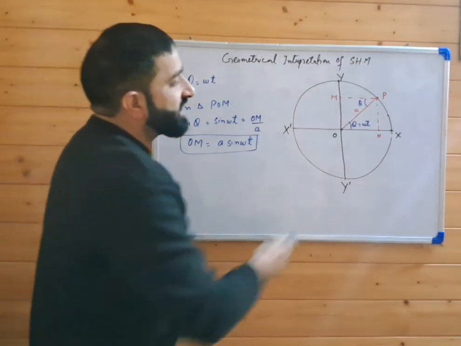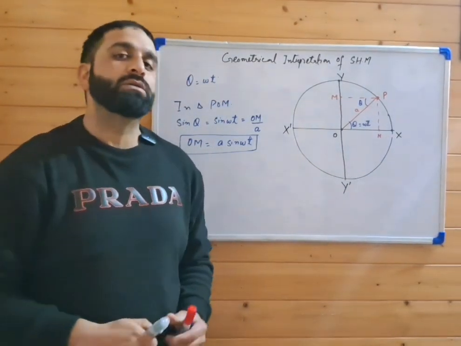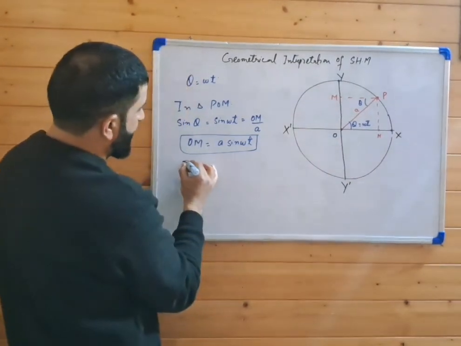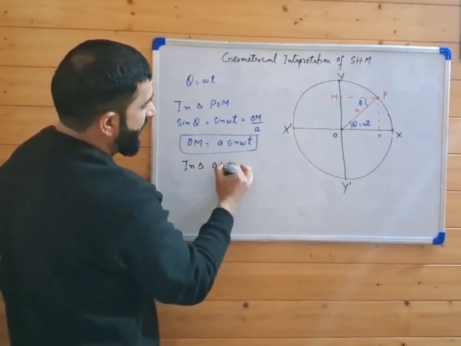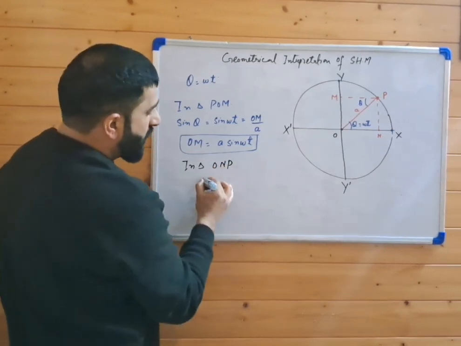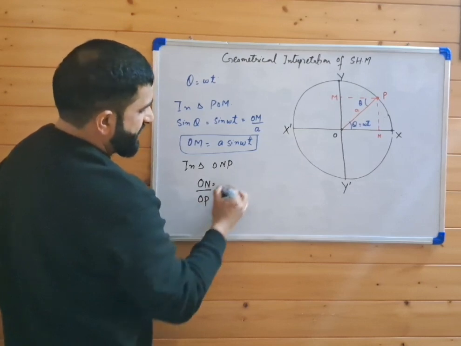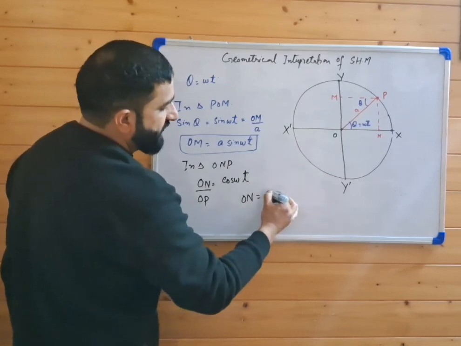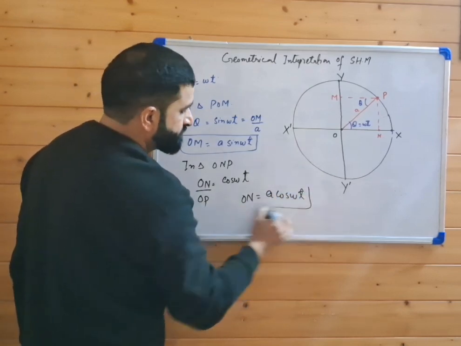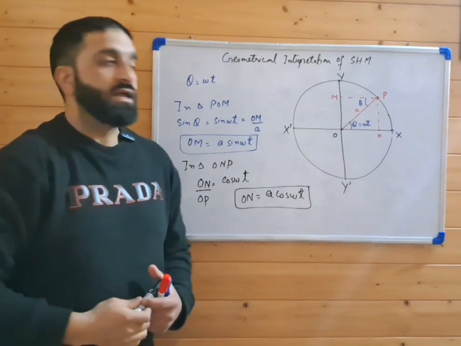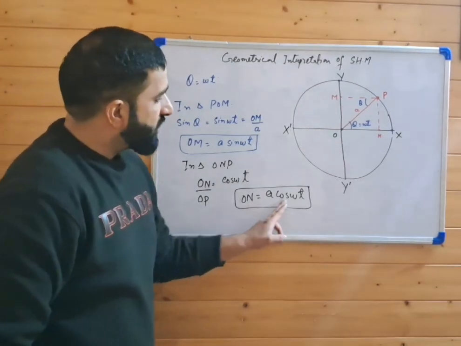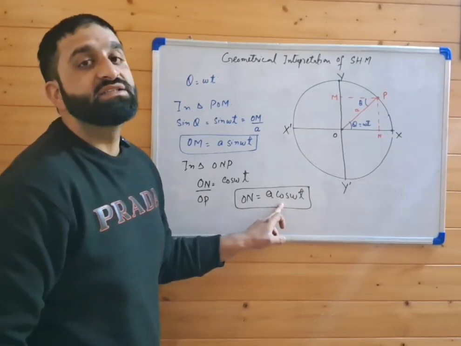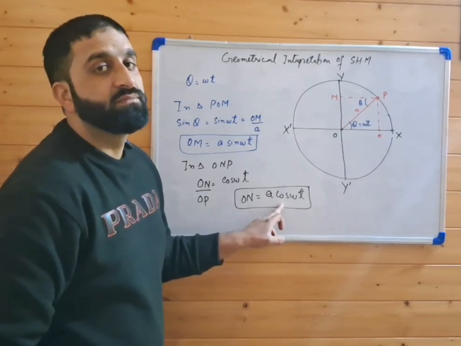Similarly, if we see the projection of the particle P on the horizontal diameter, that is N, we can see that in triangle ONP, ON divided by OP is equal to cos omega t. So ON is equal to A cos omega t. It refers that the particle has started its motion from the extreme position.